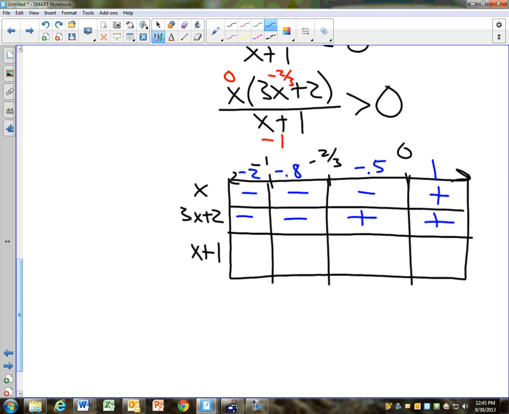Now let's go to the last one. Negative 2 plus 1, negative. Negative 0.8 plus 1, positive. Negative 0.5 plus 1, and 1 plus 1. Now do I multiply across or do I multiply up and down? Up and down. Negative times a negative times a negative. Negative times a negative times a positive. Negative times a positive times a positive. And positive times a positive times a positive.